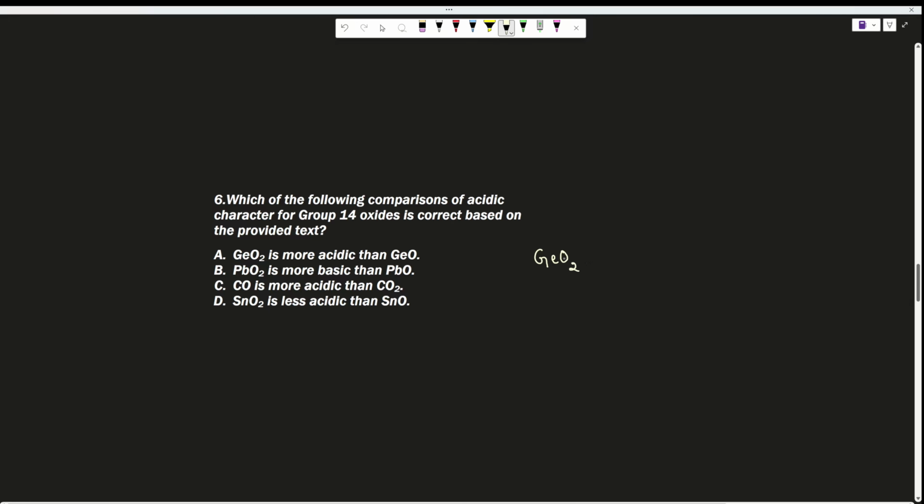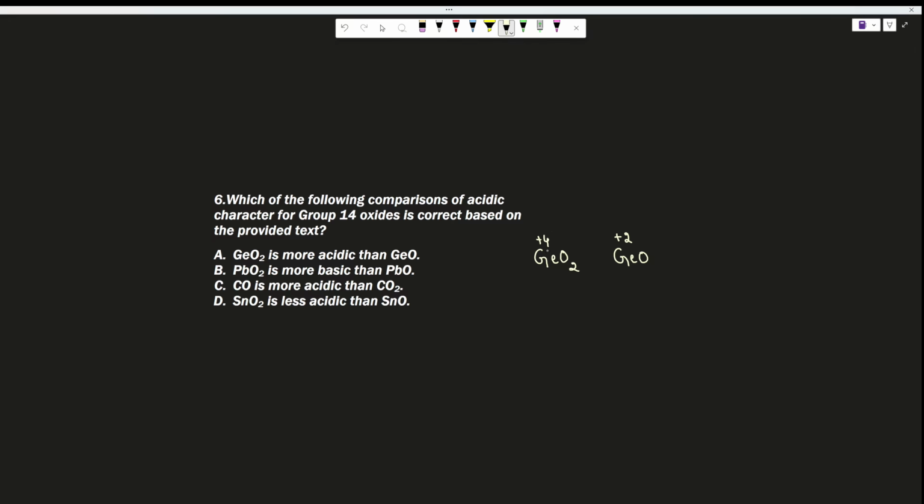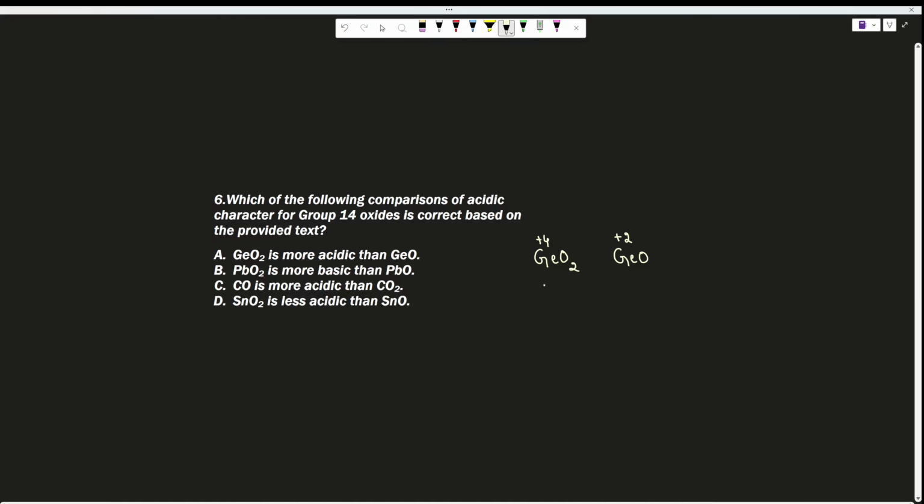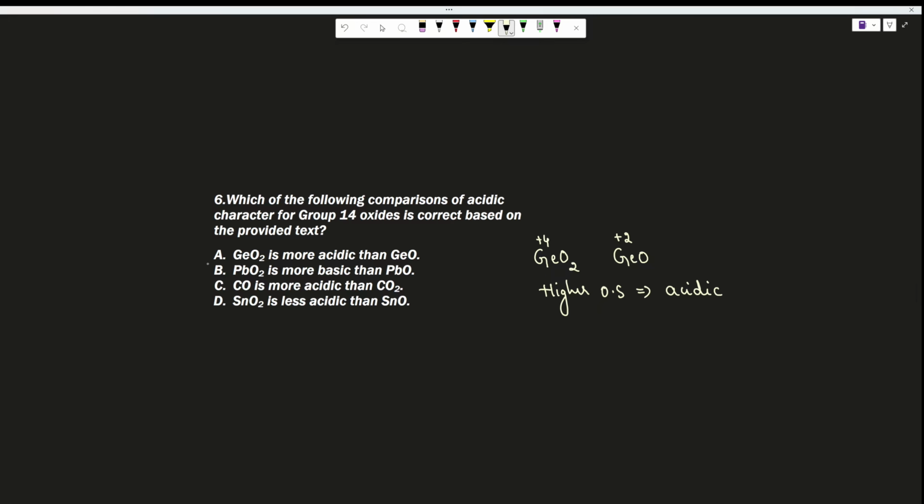So GeO2 you have. Here this has +4 oxidation state. If you consider GeO, germanium is in +2 oxidation state. So whenever you have a higher oxidation state, it will be highly acidic in nature. Okay, so you just need to look at the oxidation states. Higher the oxidation state, it becomes more acidic. So here the first option itself is correct, right? GeO2 is more acidic than GeO.